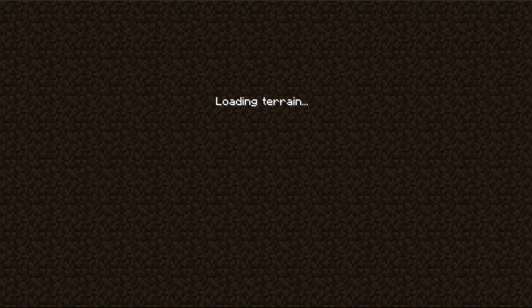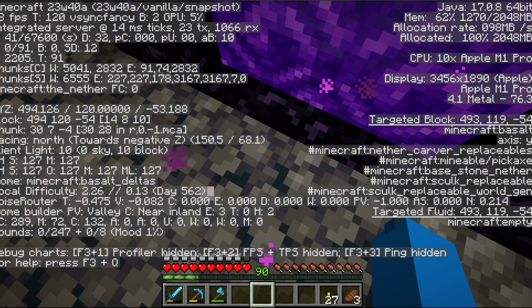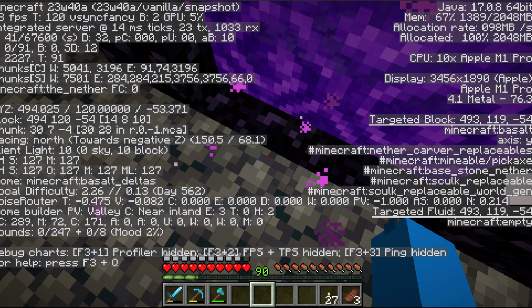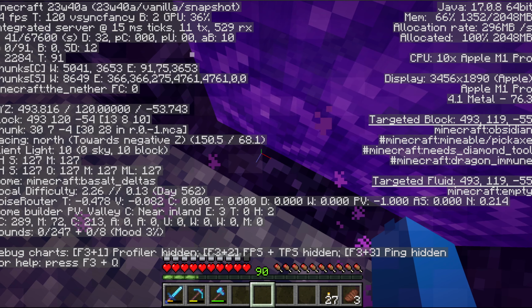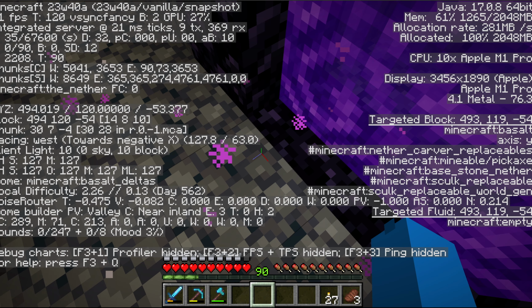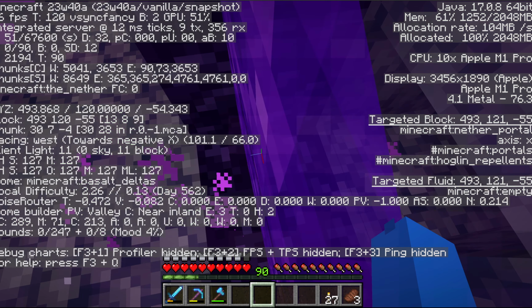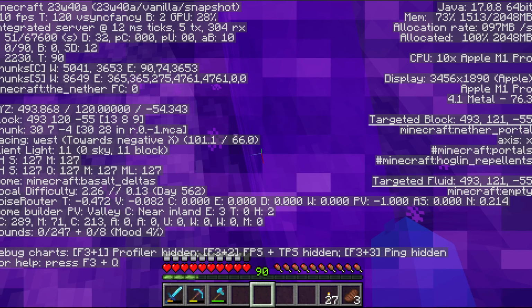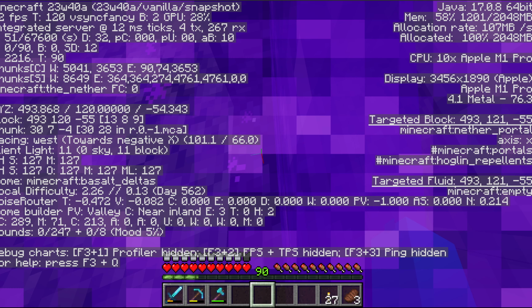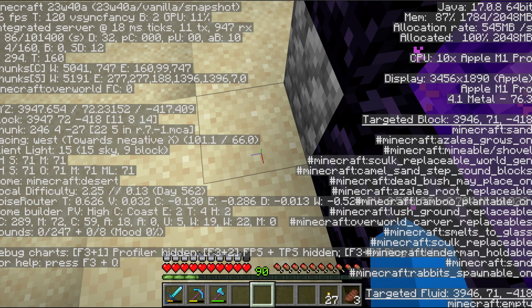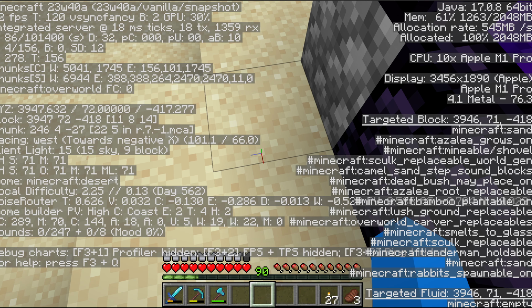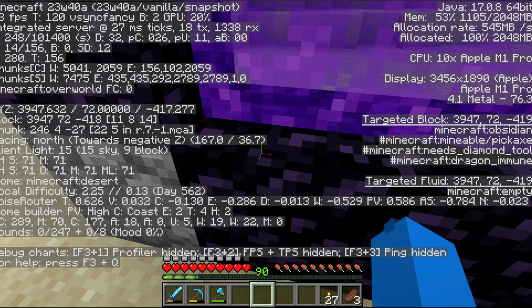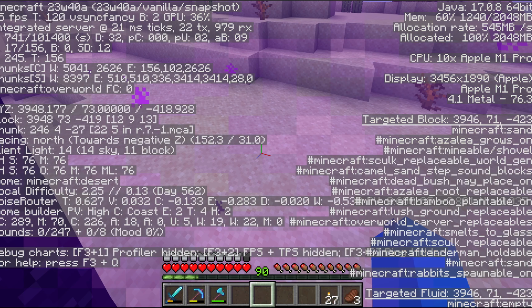So let's look at those coordinates again. You've got X, Y, Z. You got 494, and we're forgetting the Y because the Y doesn't really matter here. So we're looking at the Z, negative 53. So 494, negative 53. Now if you times that by 8, you're going to get the actual coordinates, which is 3947, negative 417. And that's not by accident or coincidence. That's exactly what it's supposed to do.